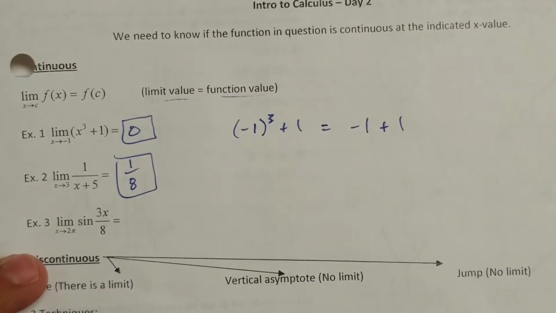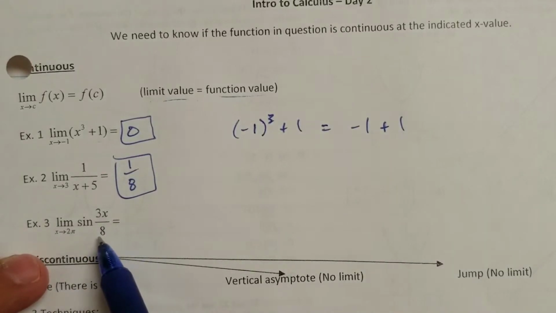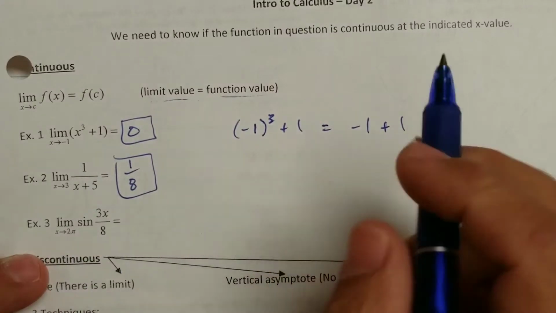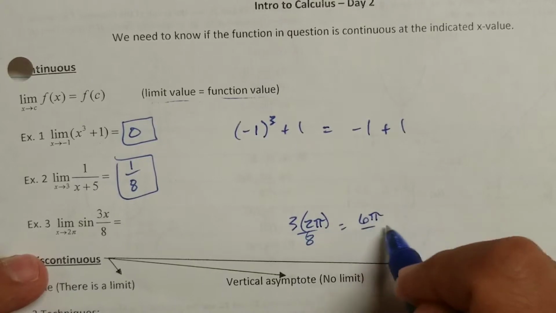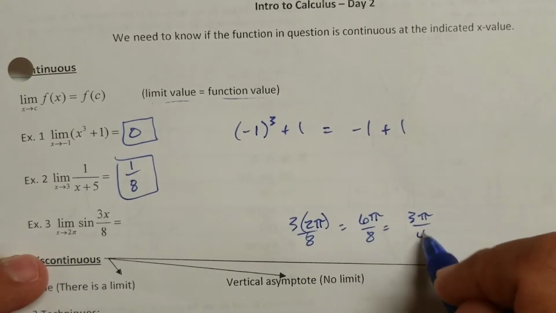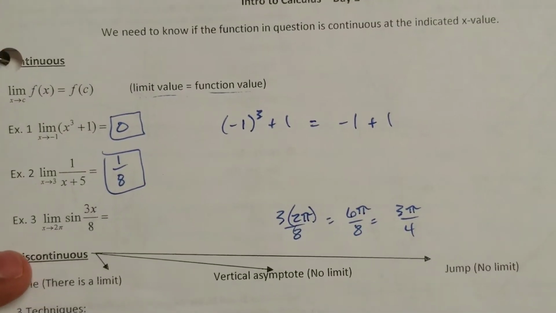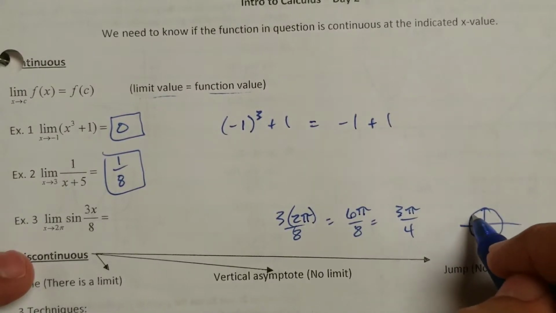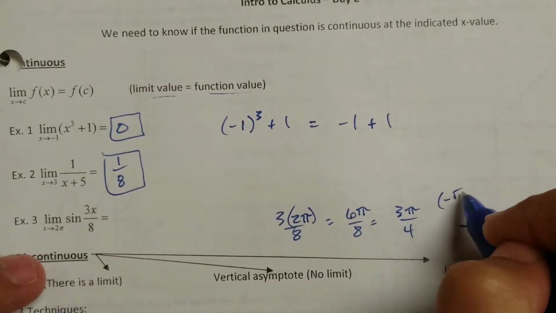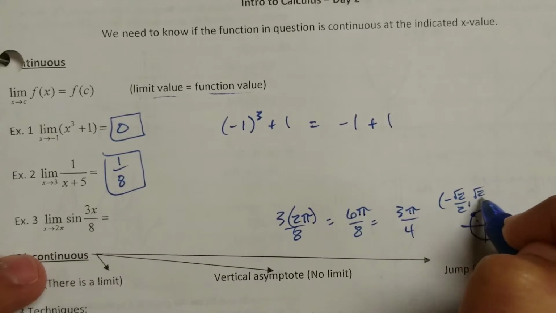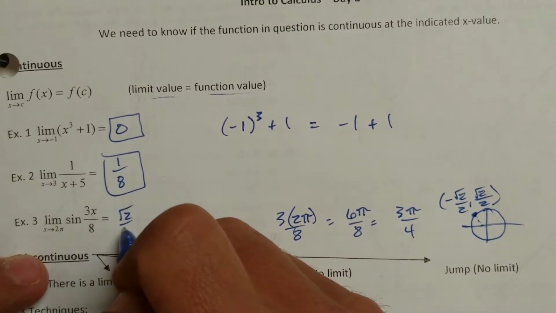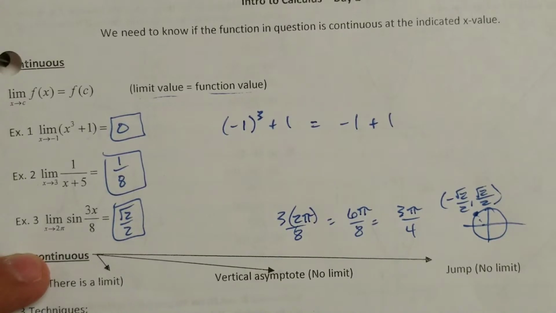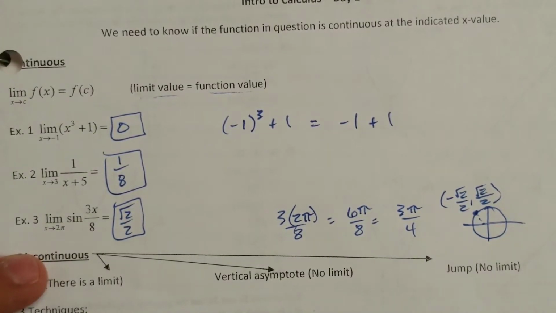Example 3, we know the sine graph is continuous throughout all of x. So we can plug in 2 pi. We get 6 pi over 8, which is 3 pi over 4. Sine of 3 pi over 4, if you just picture the unit circle, 3 pi over 4 is right there, where that coordinate is negative square root of 2 over 2, comma, square root of 2 over 2. I think I said that wrong, but you know what I mean. So sine of 3 pi over 4 is square root of 2 over 2. If it's continuous at that x, then it's the same as function value.